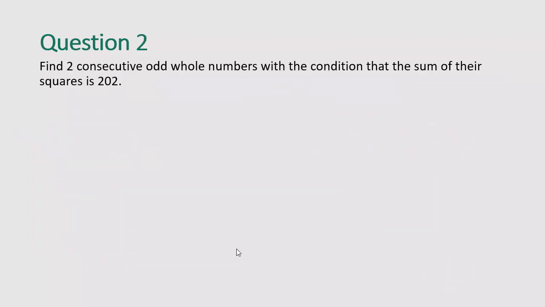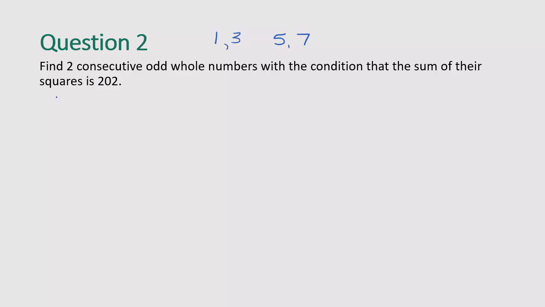Question 2 says to find two consecutive odd whole numbers with the condition that the sum of their squares is 202. Again, there's only one or two numbers given to me in the question, but I need to generate a quadratic equation for this. Consecutive odd whole numbers. Consecutive means side by side. So if I was counting, it would be like 1 and 3 or 5 and 7. Two whole numbers that are odd and next to each other.